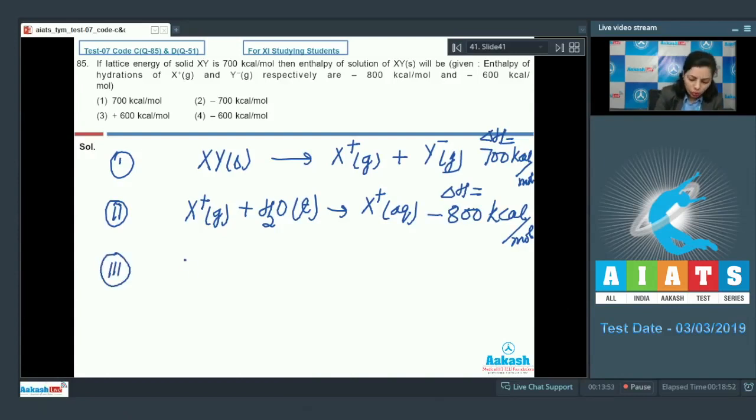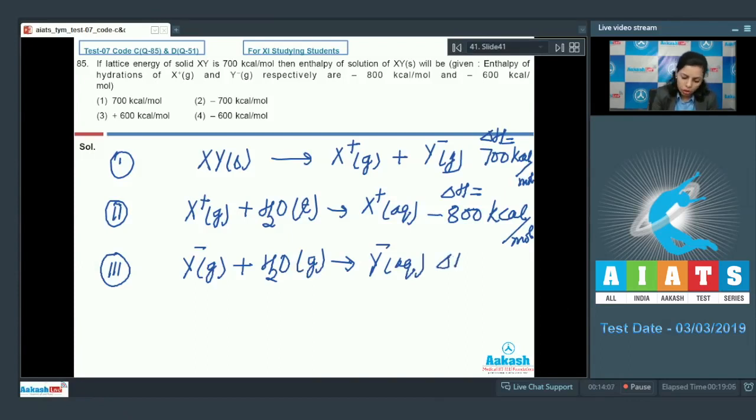The third case is there. In the third case, you have gaseous anion. You are dissolving it in water. It means the hydration process or the solvation process is taking place. Y negative ions are formed here in aqueous solution. And for this process, delta H value is again given, that is minus 600 kilocalorie per mole. Now in this case, you need to just find out the enthalpy of solution.